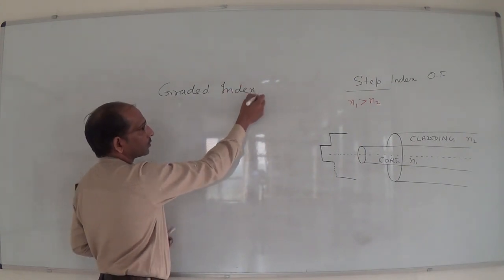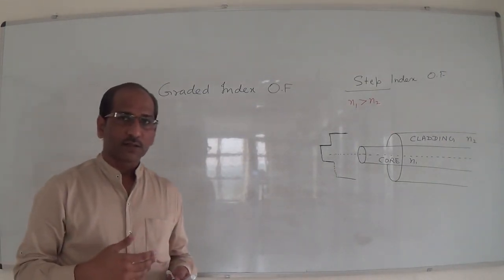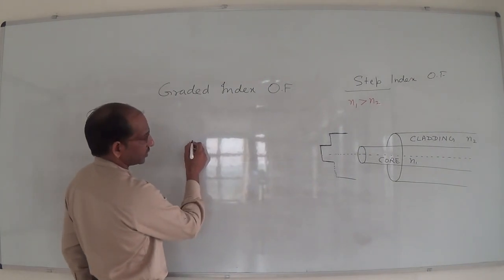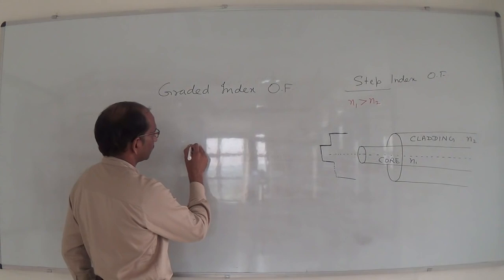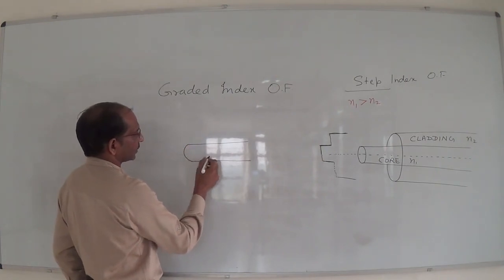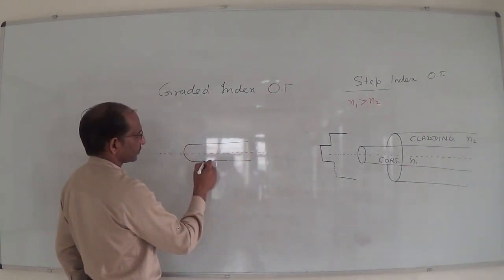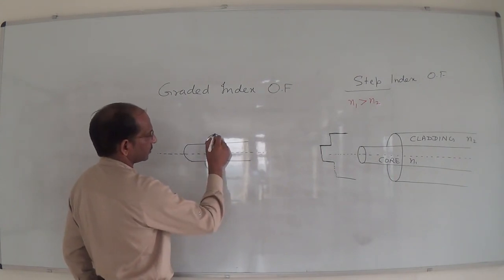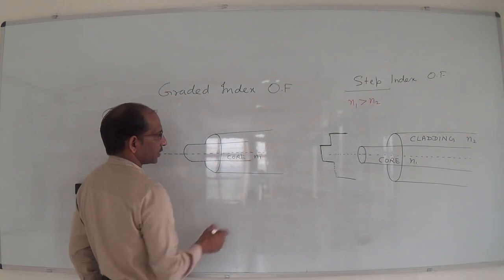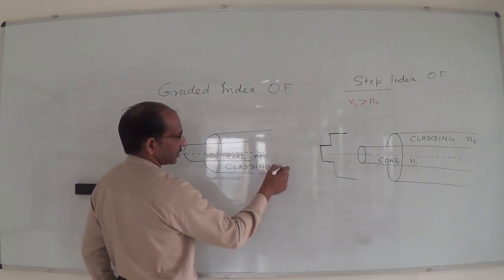Graded index optical fiber. This optical fiber is defined on the basis of index profile, and the structure is almost the same. This is the core, the central axis of the core. This is cladding. The core refractive index is N1, and this one is the cladding to protect the core, and its refractive index is N2.